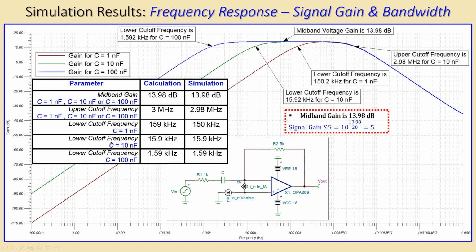Now for the lower cutoff frequency of 10 nanofarads, it's actually here, and it's actually very far away from this pole at the upper cutoff frequency. You can see it is 15.9 kilohertz calculated, but it's also simulated, so they're actually the same. Now the lower cutoff frequency for 100 nanofarads, it is 1.59 approximately kilohertz, and it is actually also the same in the simulation. So in this case, the only error we get is due to that 1 nanofarad, which is very close to that second pole due to the op-amp and also the noise gain.